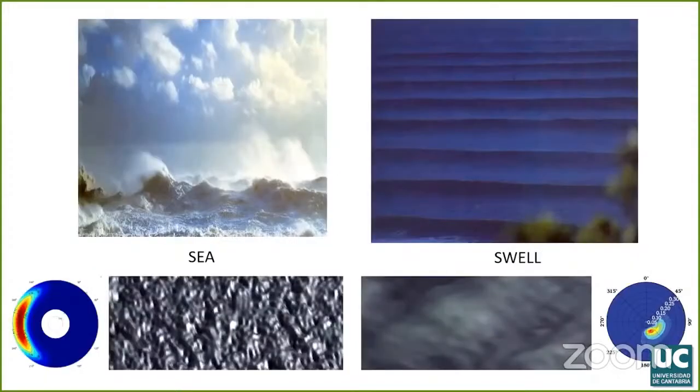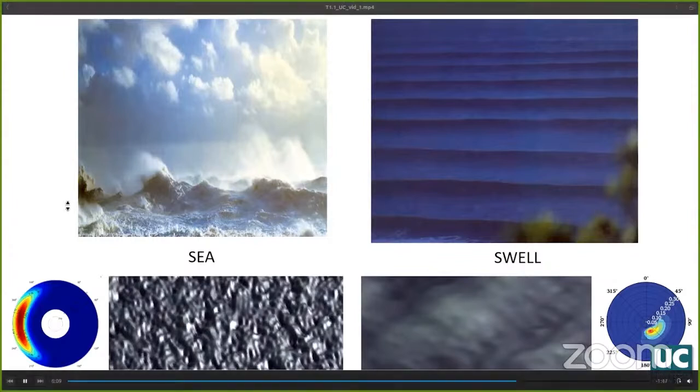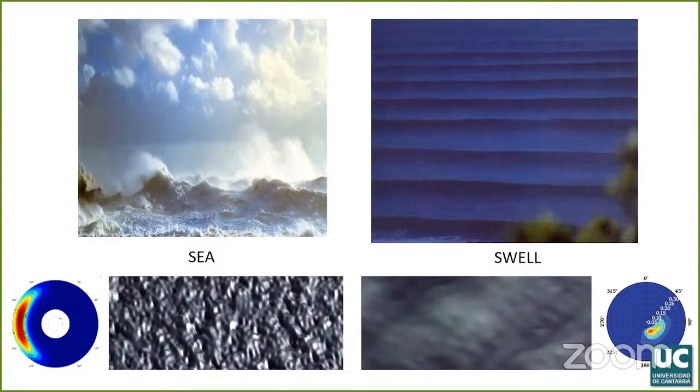On the left, you can see a wind sea characterized by its chaotic behavior, with waves of different frequencies and directions. On the right, you can see a swell, where the waves are sorted, clean, with a clear frequency and direction, similar to a monochromatic wave train.